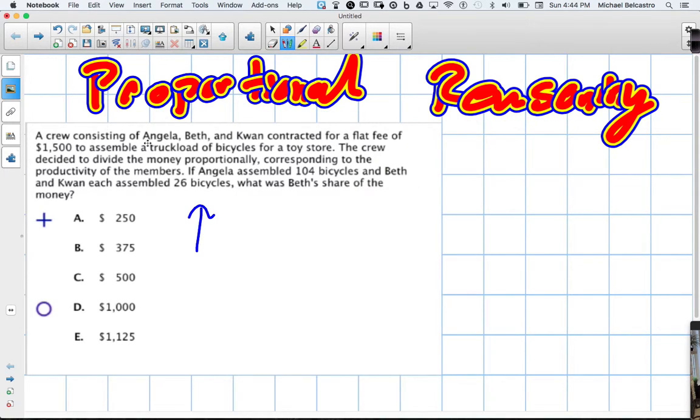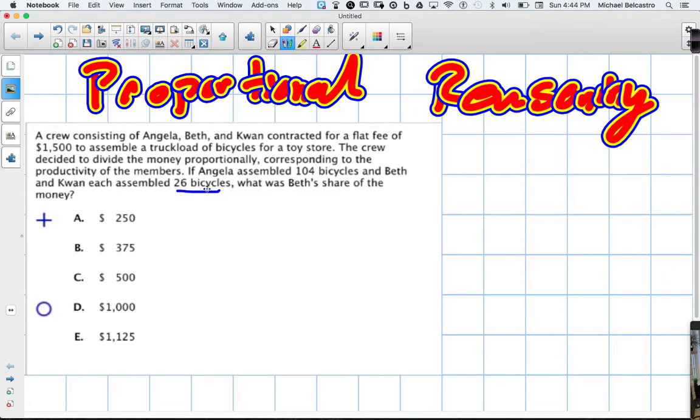A crew consisting of Angela, Beth, and Kwan contracted for a flat fee of $1,500 to assemble a truckload of bicycles for a toy store. The crew decided to divide the money proportionally, corresponding, nice words, to the productivity of its members. If Angela assembles 104 bicycles, and Beth and Kwan each assemble 26 bicycles, what was Beth's share of the money?